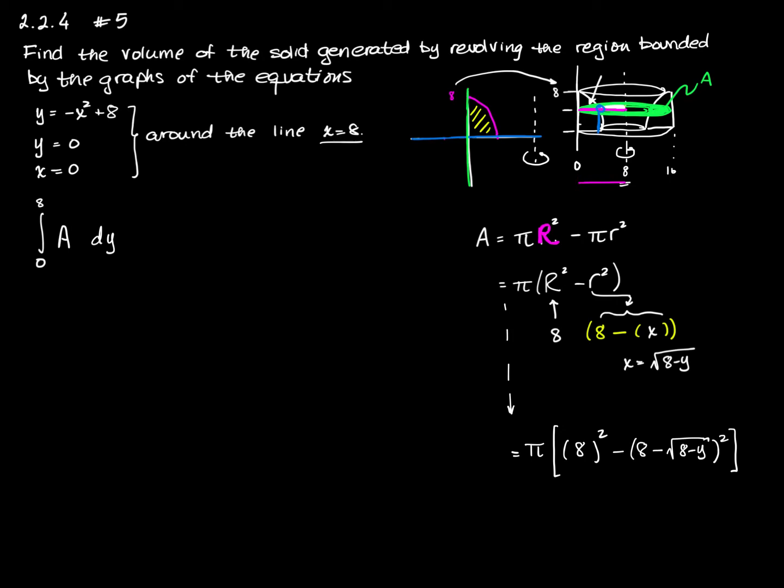And so that now needs to go in here. So let me rewrite my integral. I have the integral from 0 to 8 of pi times 8 squared minus 8 minus root 8 minus y. Oops, I forgot my minus. 8 minus y all squared dy. And that is how you set this up.